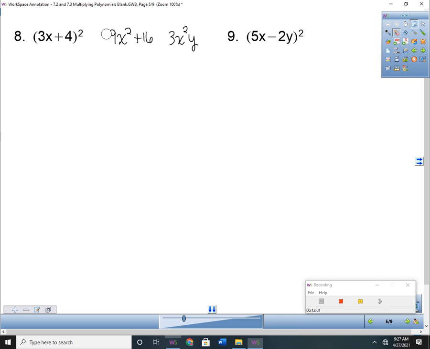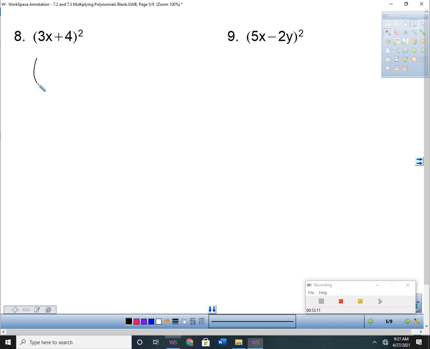All right. The reason for that is because when I square something, that means that it's that something times itself. Well, if I take 3x plus 4, then I have to take it times 3x plus 4 in order to get what 3x plus 4 squared is. So now that I've got it set up, all I have to do is multiply together. So 3x times 3x. 3 times 3 is 9, and x times x is x squared.